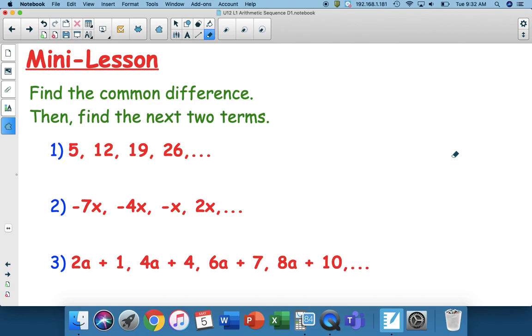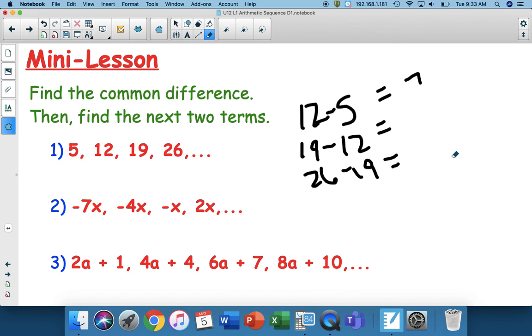What you should do then is just subtract. Subtract the second number from the first number, or pretty much just subtract the previous number in the sequence from the next number. It doesn't really matter which way you go. If you want to do 12 minus 5, or 19 minus 12, or 26 minus 19, it doesn't matter because they all give you the same answer, which is a positive 7. So your common difference here, or as they say, CD, is going to equal positive 7.